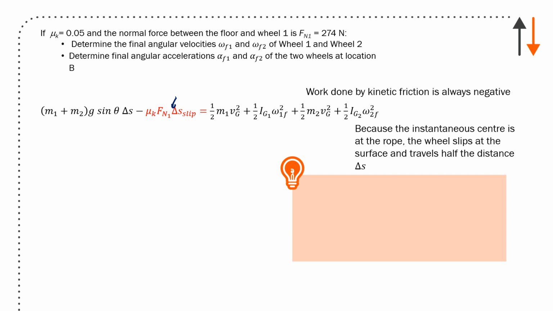And the instantaneous center is at the rope. The wheel slips at the surface and travels half the distance delta S. And that's the tricky bit in this particular problem. So you have TA plus VA plus work 1 to 2 from friction is equal to TB plus VB. And the work of kinetic friction is always going to be negative, so it's always going to oppose motion.